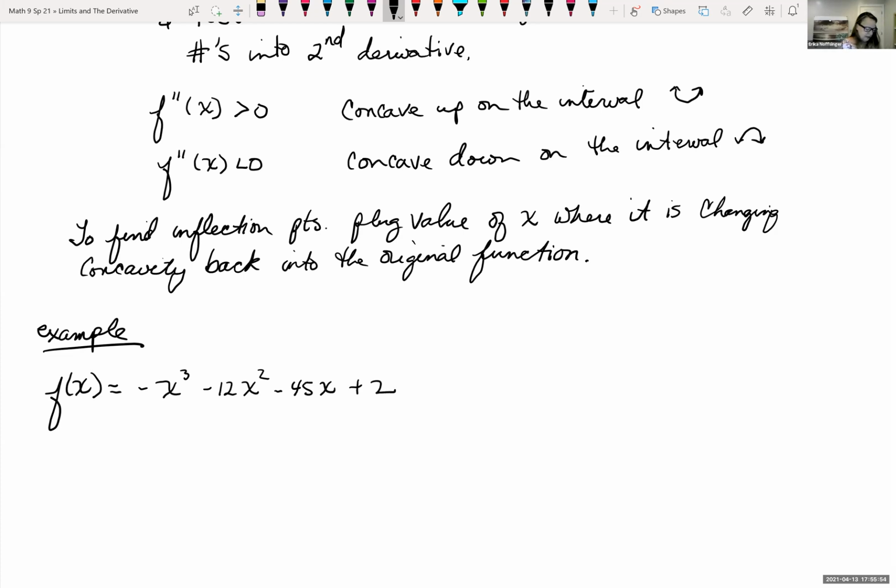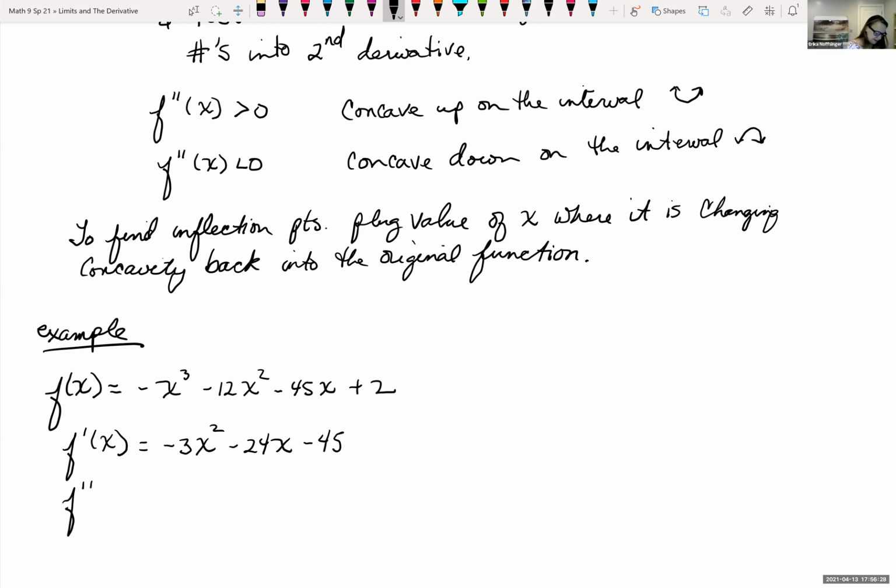Okay. So we want to find out where it's concave up, concave down, if it is, what intervals? So we need to find the first derivative first. So f prime of x, so the derivative of negative x cubed is negative 3x squared. Derivative of negative 12x squared gives us minus 24x. And the derivative of negative 45x is minus 45. And the derivative of the constant is 0.